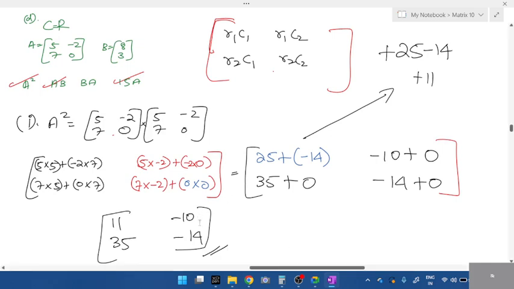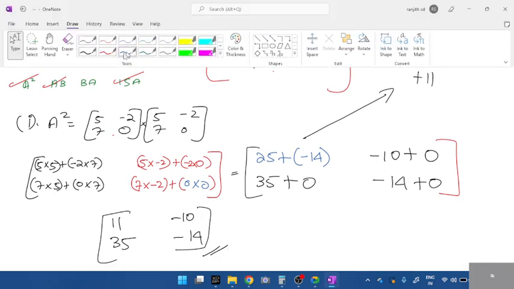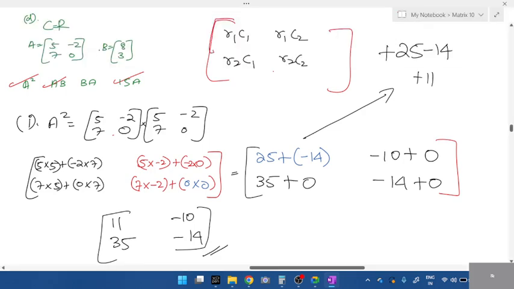What's the answer, students? Completed? Done? Yes, all of you will respond. How many questions have you completed? Got the first one right, all of you? 11 minus 10, 35, 14. Okay, I'll do the next one.